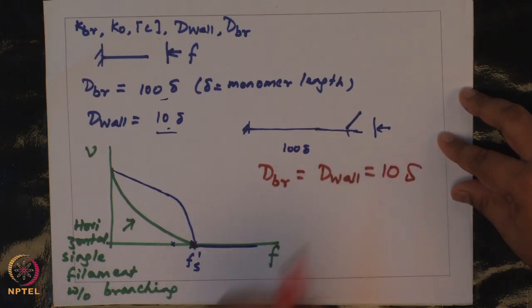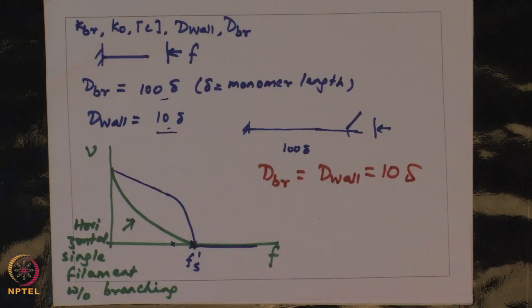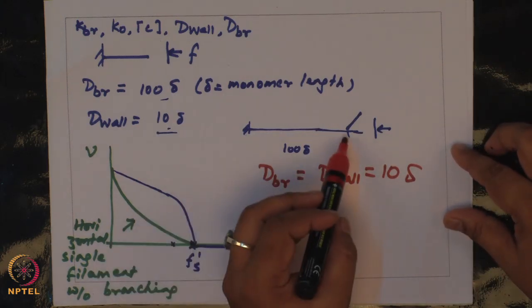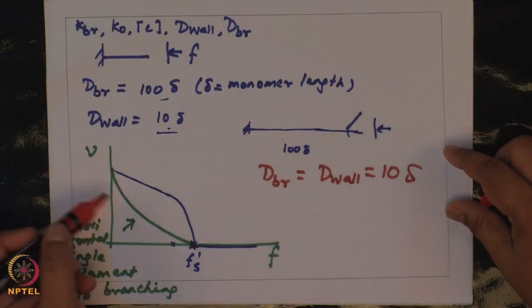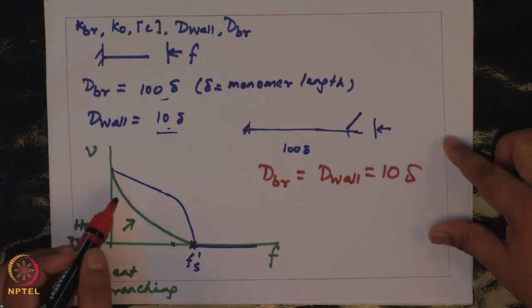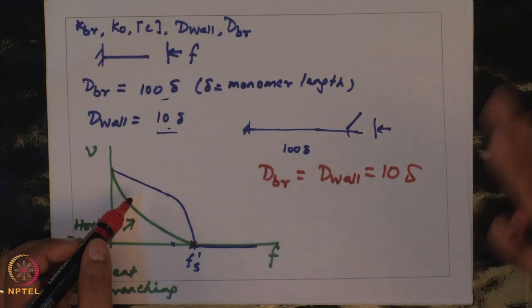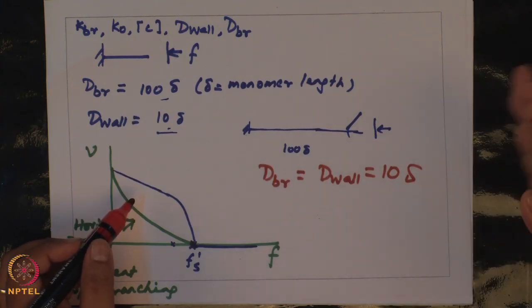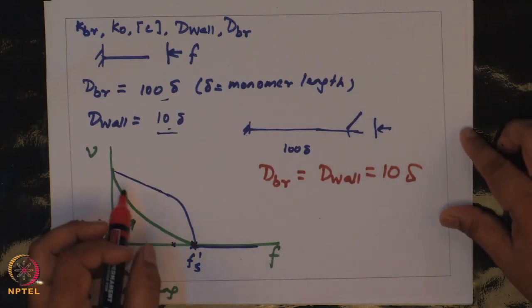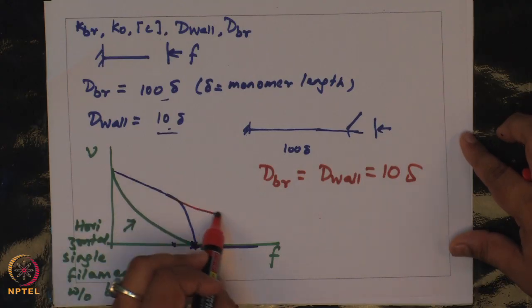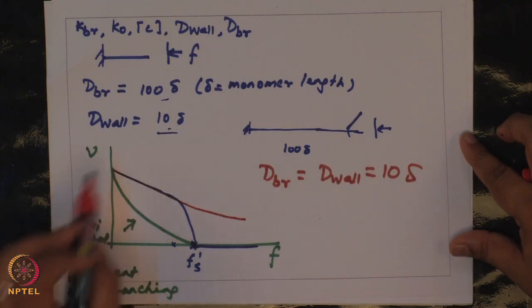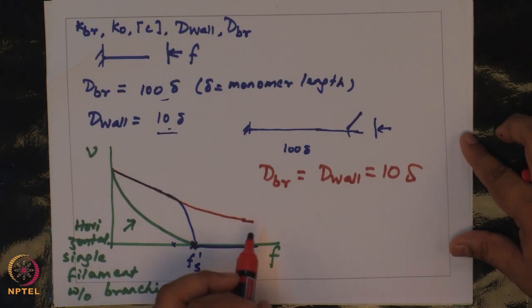Now, let us assume I have d_Br equal to d_wall equal to 10 delta. Okay. What kind of a force curve may I expect? So, in this case, the branching distance is exactly the same as the wall distance. Now, given this particular phenomenon that we just discussed, you are almost sure that a new filament will branch. In that case, it turns out you will have a force velocity profile. Okay, it will start from here and it will have a force velocity profile like this.